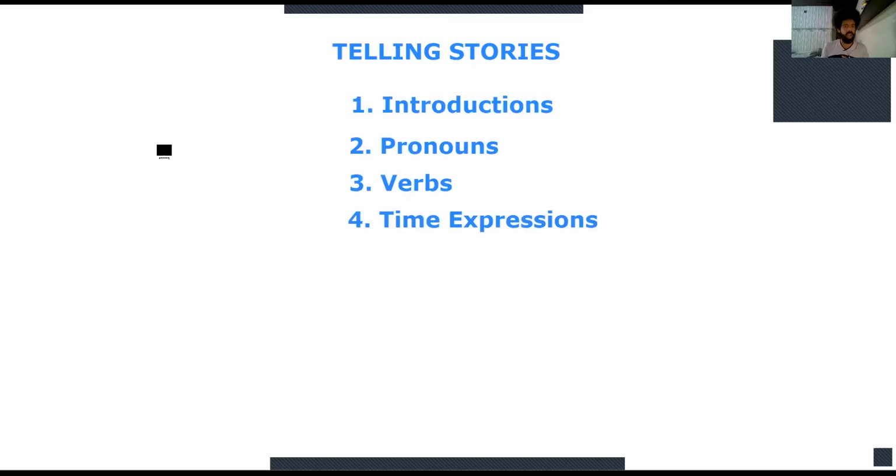Of course, this is an English course and not a creative writing course. So I won't be able to explain to you 100% of the things you need to know to tell a story. But we can divide in four important points about this topic. They are introductions, pronouns, verbs, and time expressions. By the end of all this explanation, we will improvise a story using all of this.